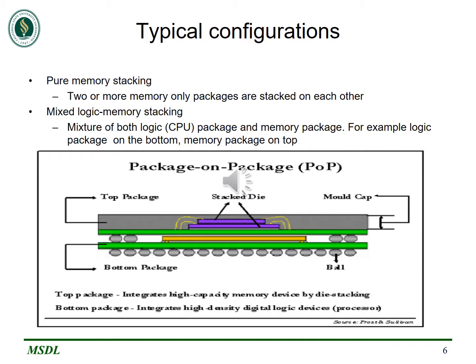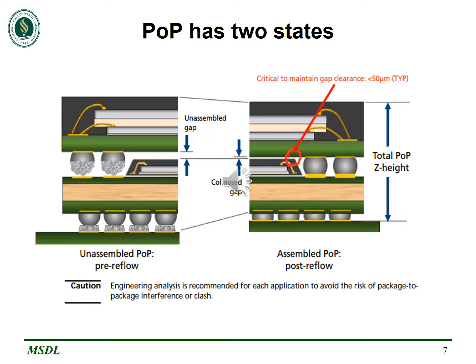The package on package semiconductor can be configured in two ways. The first method is pure memory stacking. In this, both bottom and top packages contain only memory dies. The second method is mixed logic memory stacking. In this, the bottom package contains only logic dies and the top package contains only memory dies. Every package on package semiconductor will have two states: unassembled state and assembled state.